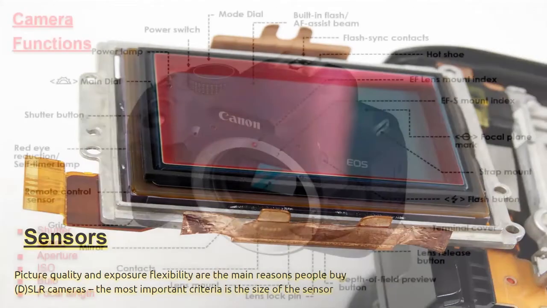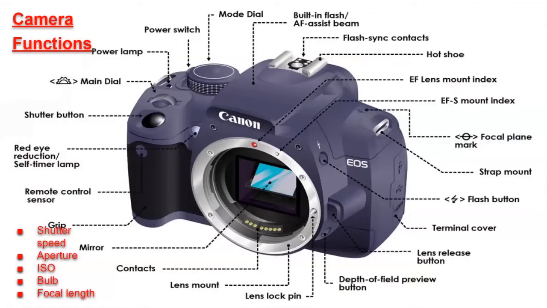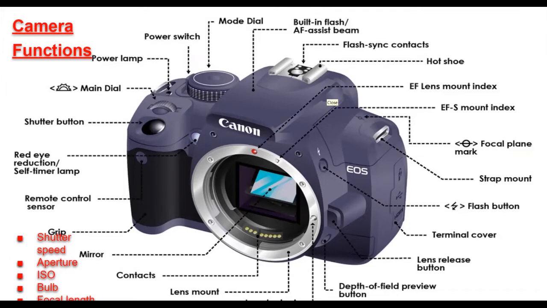Next. We're going to talk about camera functions here. We're going to make it kind of simple, but sometimes you get a manual out, buy a new camera, and you look at all these things, and you get lost, totally lost. We're going to talk about the things that really make a difference, and those are shutter speed, aperture, ISO, bulb, and focal length.